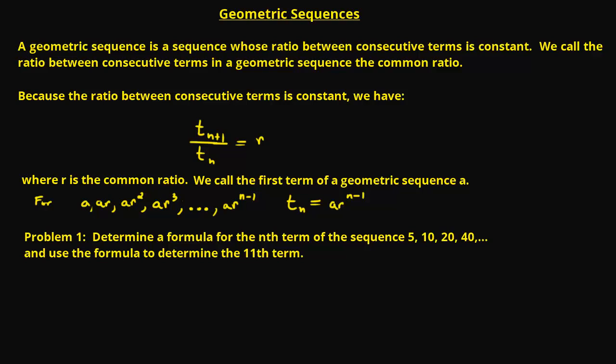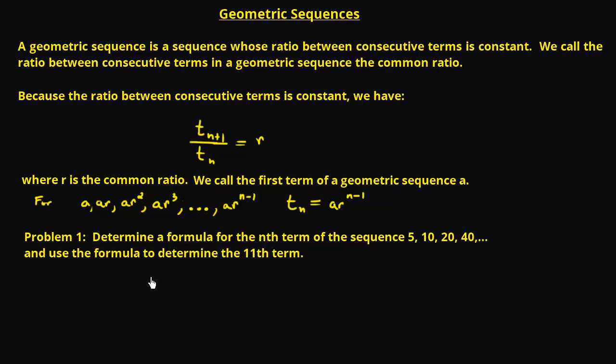Hi everyone, last lesson we looked at the definition of a geometric sequence and we came up with a formula for calculating the nth term of a geometric sequence. In this video we'll look at a couple problems. So in the first problem we're told determine a formula for the nth term of the sequence 5, 10, 20, 40, ..., and use this formula to determine the 11th term.